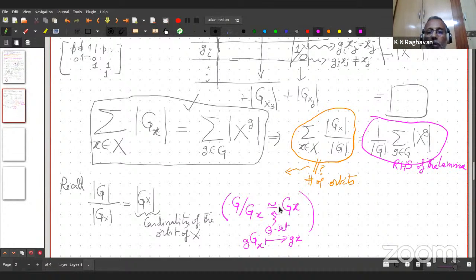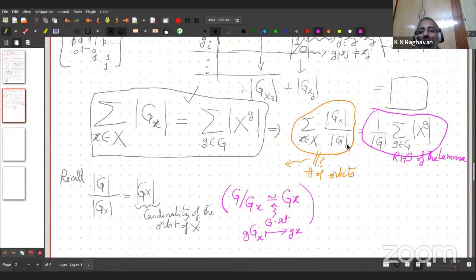Now I substitute that here. What does this give me? This is G sub x. So if I use this, this becomes the summation over x in X of 1 over the cardinality of the orbit of x. You have to pay close attention here. This is G sub x, and this is Gx, the orbit of x.